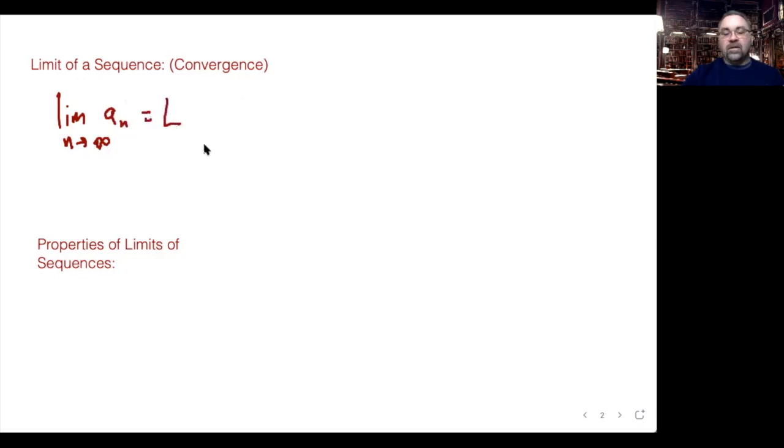Okay, what do we mean? Well, we mean that as n gets infinitely large, the values of the sequence approach a specific number. And we say that if this is true, then the series is said to converge.